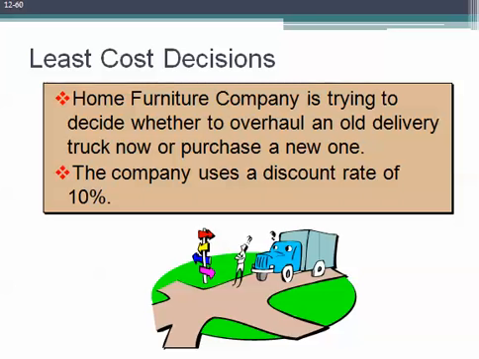In order to operate its business, the home furniture company needs a delivery truck to deliver furniture. And right now, the home furniture company is trying to decide whether to spend money overhauling an old existing delivery truck, or should we purchase a new delivery truck. The company has a discount rate of 10%. And in this particular decision, we're assuming that we aren't going to impact our furniture sales by whether we deliver the furniture in an old truck or a new truck. So we're really looking at, when we focus on our incremental costs, only the difference in the cost of operating the two trucks and the cost of overhauling it versus the cost of buying a new delivery truck.